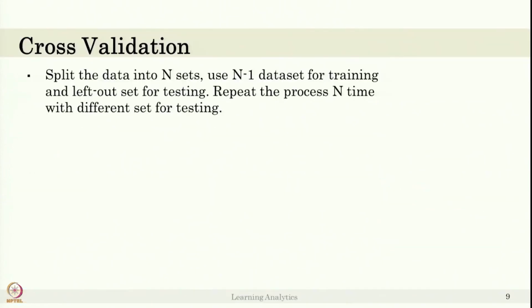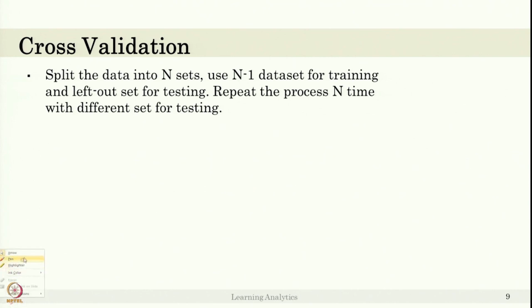To avoid that error, we will use cross validation. In cross validation, we split the data set into n sets. Use n-1 sets for training and the left out set, that is the set which you have not used for training, for testing. Repeat the same process n times with a different test set each time.